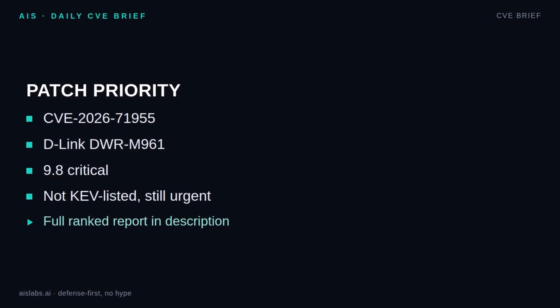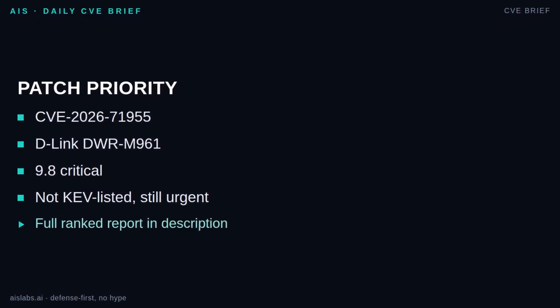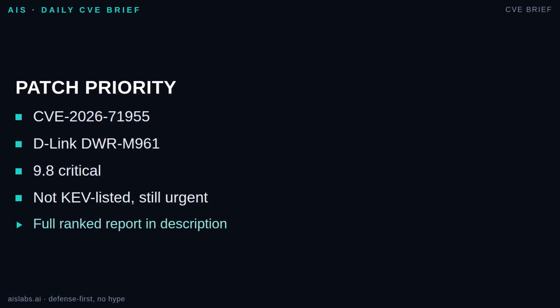Bottom line, CVE-2026-71955 is today's number 20 most urgent vulnerability because it combines a critical 9.8 score, remote unauthenticated reachability, command injection, and root-level execution on a network edge device. It is not in CISA-KEV in today's data, but the EPSS percentile and the technical impact make it a patch now item for affected D-Link DWR-M961 deployments.